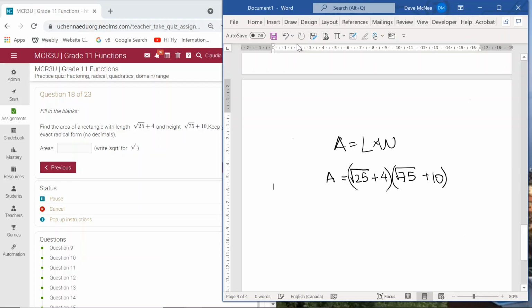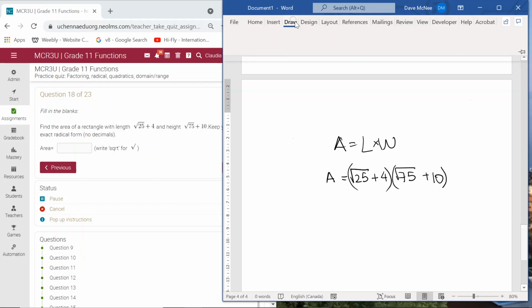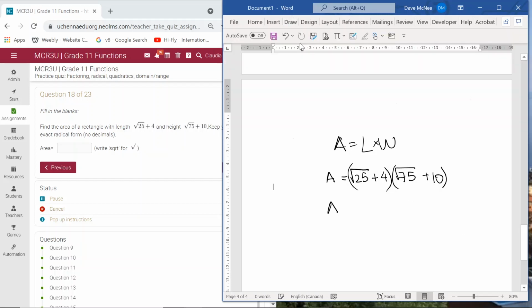Now, I would normally FOIL this, but I don't have to FOIL it yet because I can actually simplify it first. You could FOIL it from the start, but I would urge you to simplify first because you can simplify and make your life a lot easier. Square root of 25, that's just 5 plus 4. So my first bracket is really just 5 plus 4. Square root of 75 can be split into square root of 25 times 3. And I'm choosing 25 times 3 because, again, 25 is a perfect square.